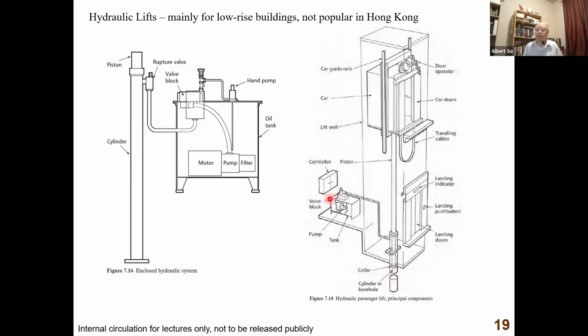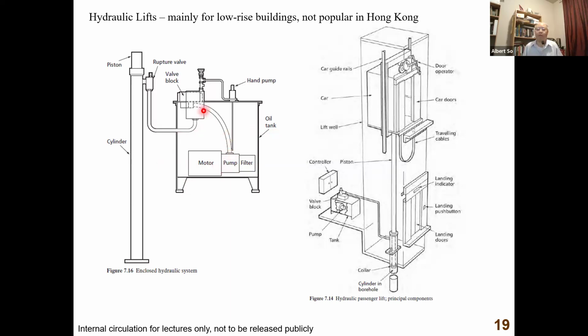Right, now then you have a pump. So you don't need a machine room at the top of the hoistway. You just need a pump by the side of the lift pit. You can see here, this is the oil tank with oil inside, and then you have the motor, pump, and a filter. The filter is used to make sure the oil is clean, right? And the motor is immersed in the oil, because oil is an insulator, so don't worry, there will not be any short circuit. So the motor and pump are immersed in oil.